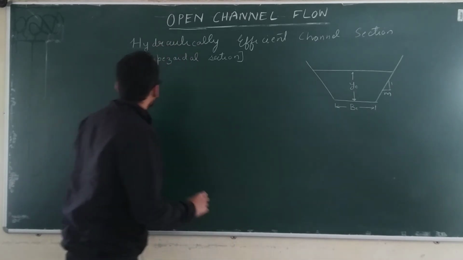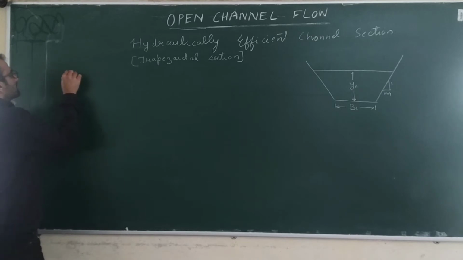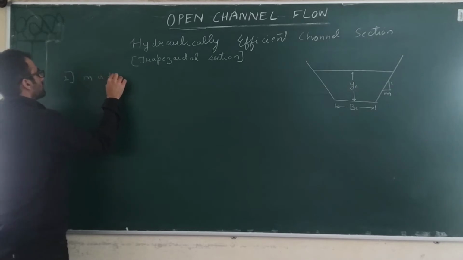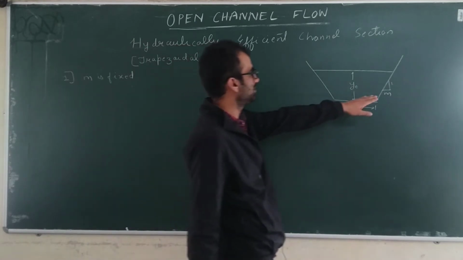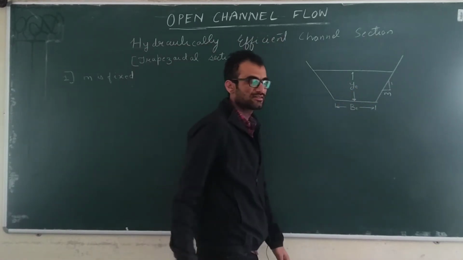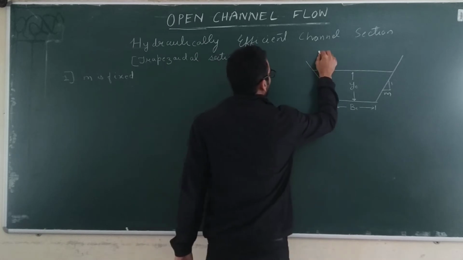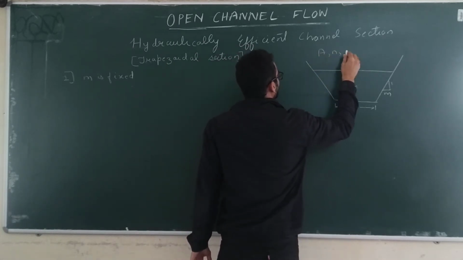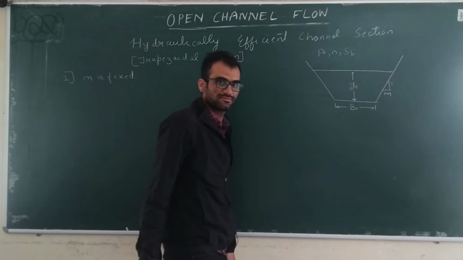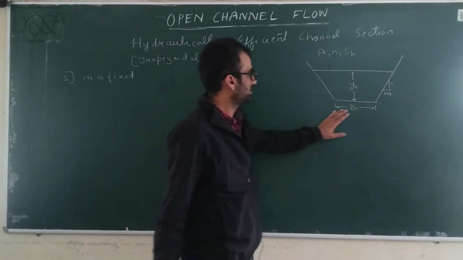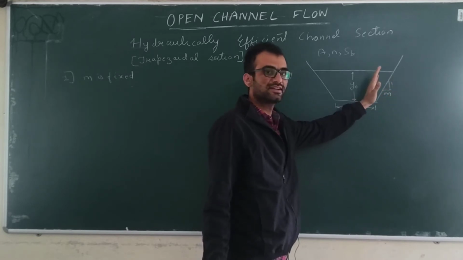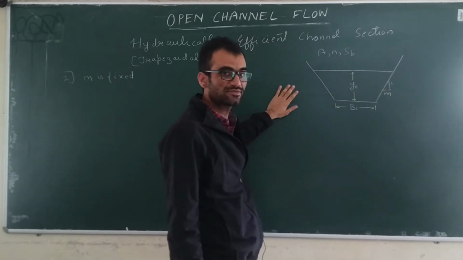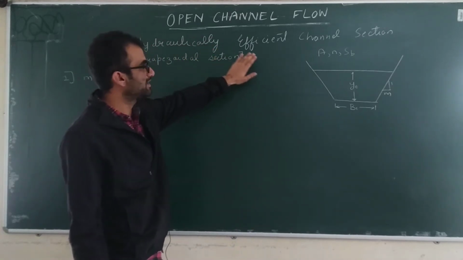For the first condition, m is fixed or given. The side slope is fixed. Anyway, the flow area, Manning's coefficient and bed slope are already fixed. But for a trapezoidal cross section you can either have a fixed side slope or a changing side slope. So for both cases we have to derive the conditions for a hydraulically efficient channel section.